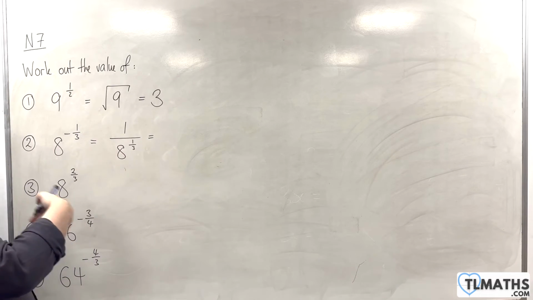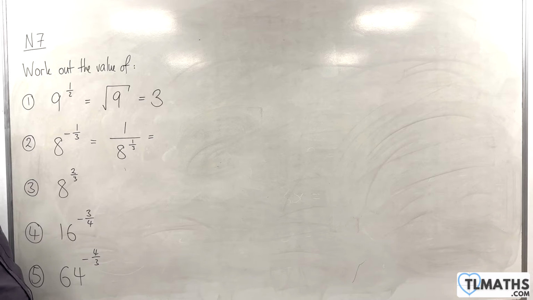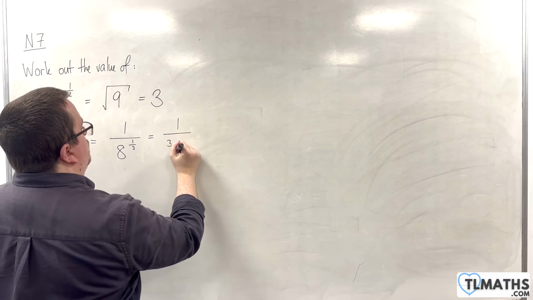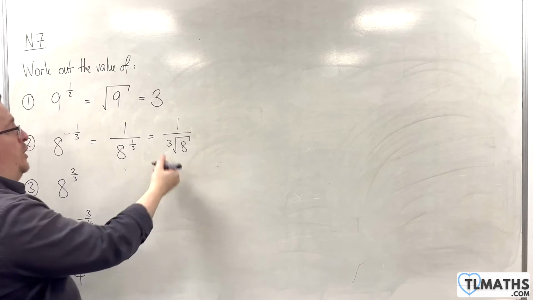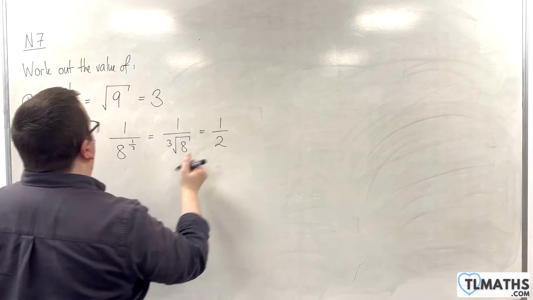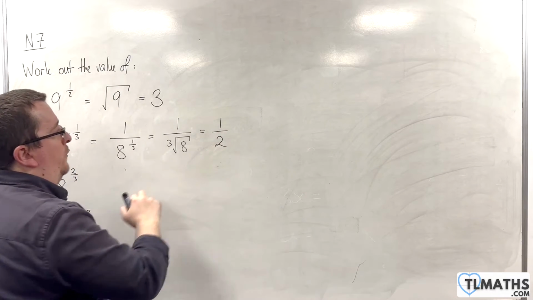Now the 1/3 means the cube root of 8 in this case. So 1 over the cube root of 8, and of course the cube root of 8 is 2. And so we have 1/2. 8 to the power of minus 1/3 is 1/2.